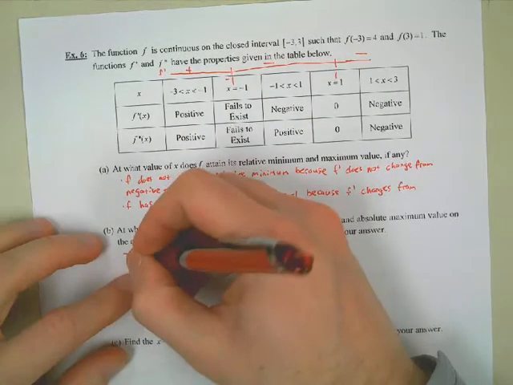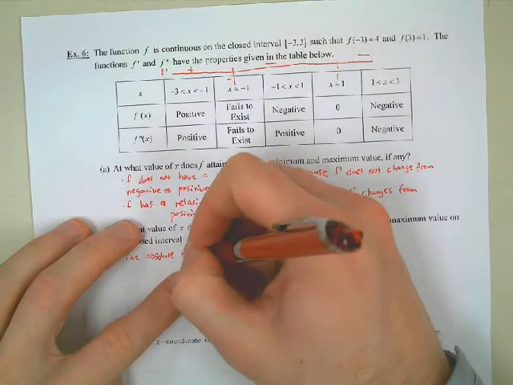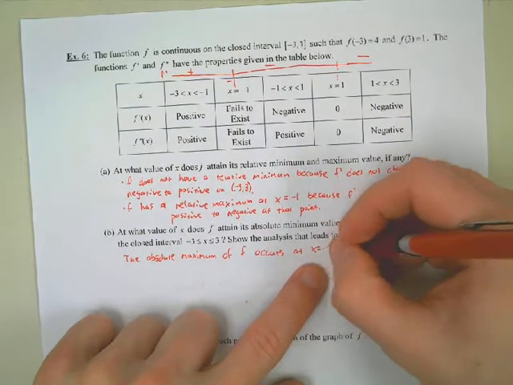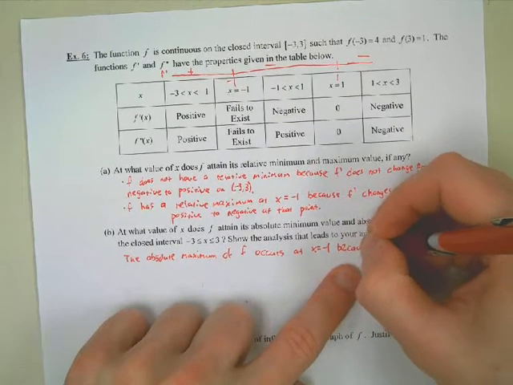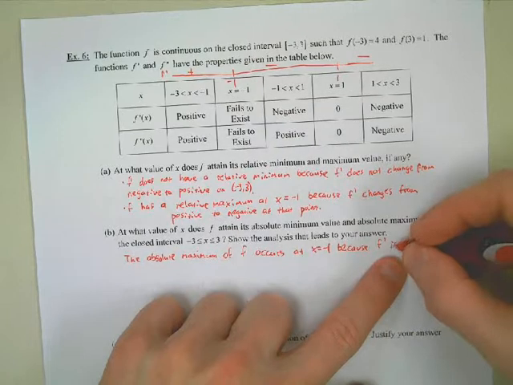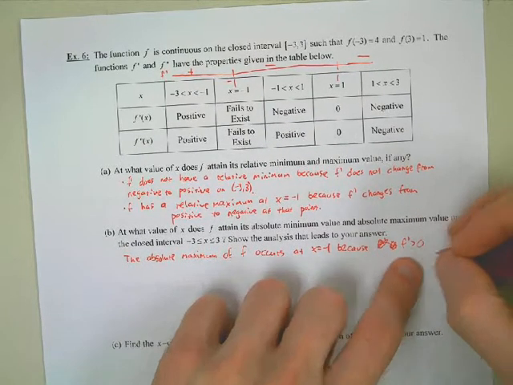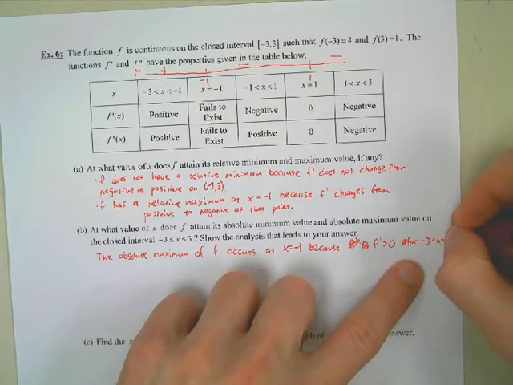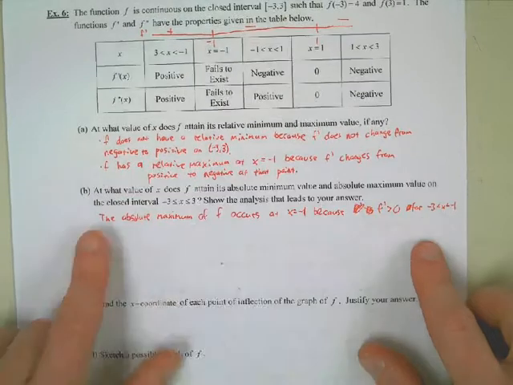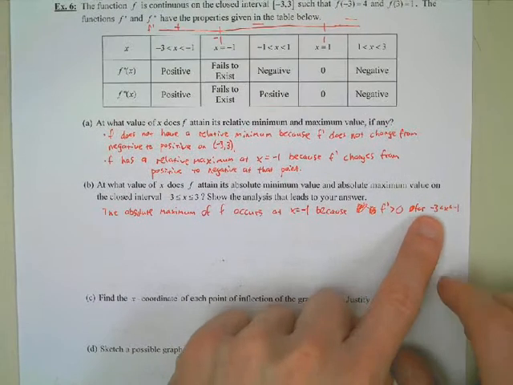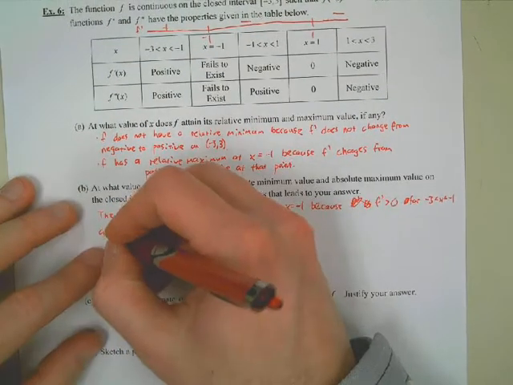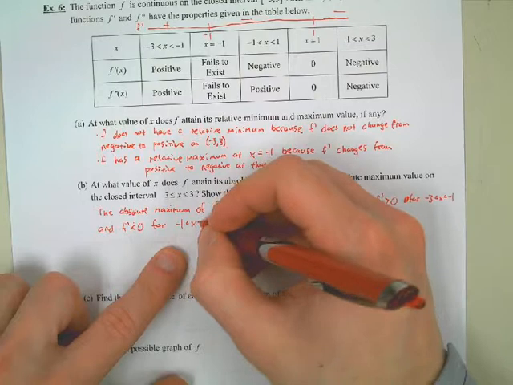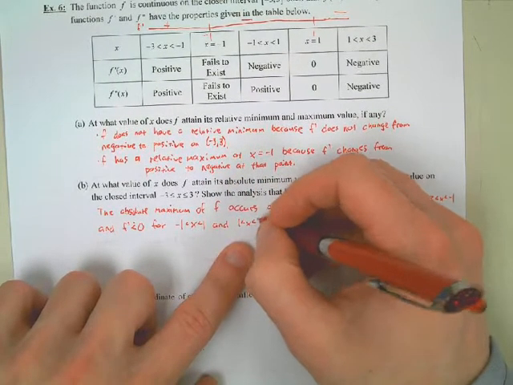The absolute maximum of f occurs at x equals -1 because f prime is greater than 0 for -3 less than x less than -1. I'm going to use some symbols here, just to make things a little bit easier. So the absolute maximum of f occurs at x equals -1 because f prime is greater than 0 for -3 less than x less than -1, and f prime is less than 0, that means it's negative, right, for -1 less than x less than 1, and 1 less than x less than 3. Okay, I think that should be sufficient.